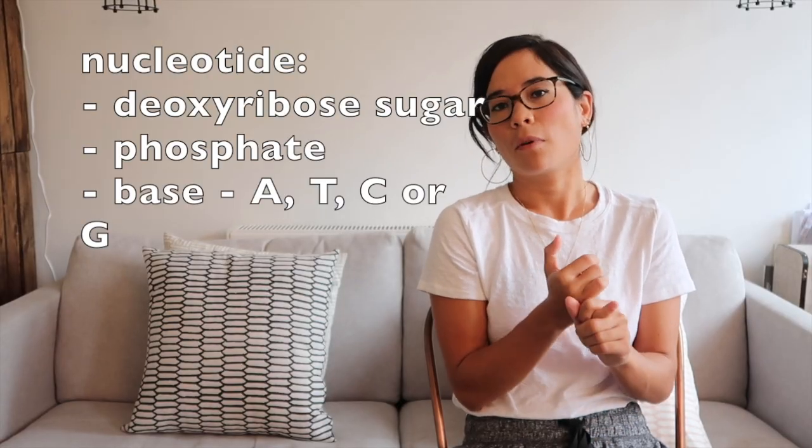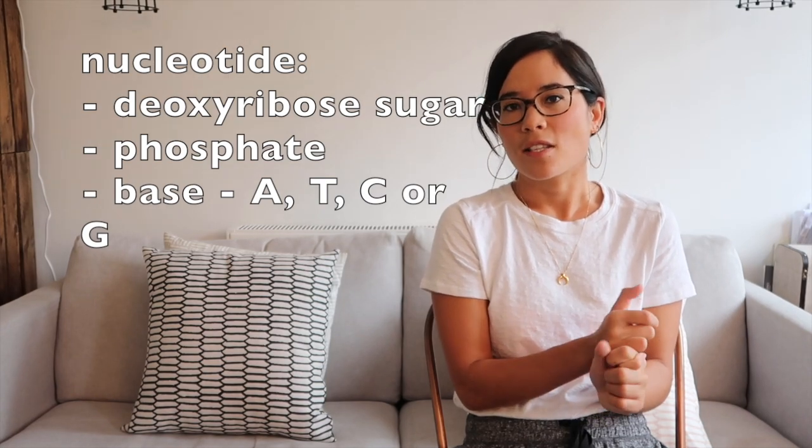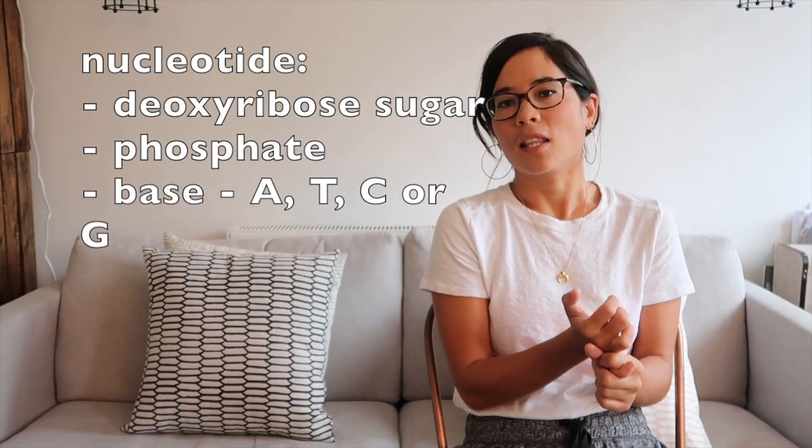Looking more in depth at the various names involved, nucleotide. A nucleotide is simply 3 units made up of a deoxyribose sugar, a phosphate and lastly a base, so it could be either one of those bases I've just mentioned, so adenine, thymine, cytosine or guanine.